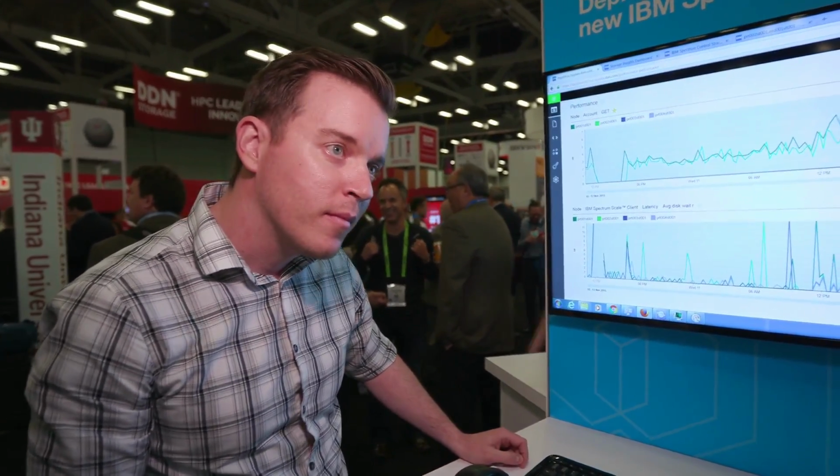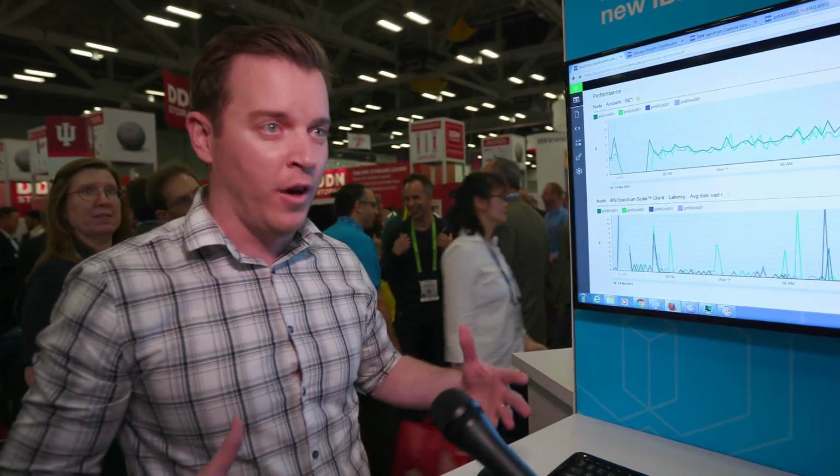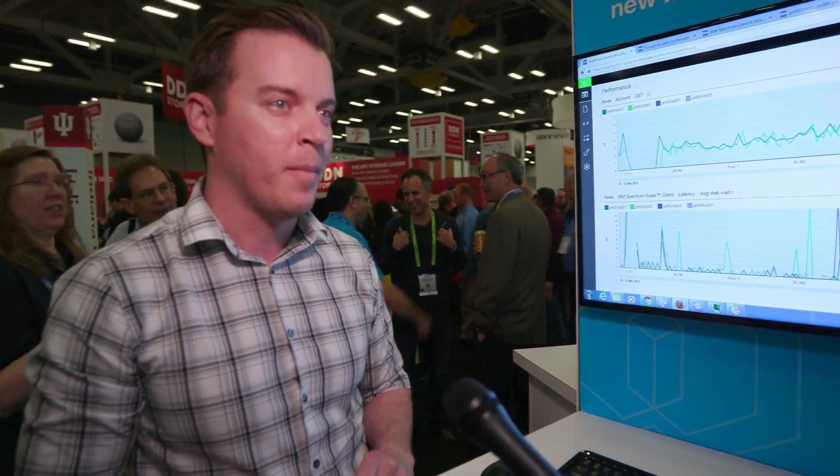So this is a little departure from the old days of GPFS with this GUI. This looks pretty powerful. Yeah, it's definitely powerful. Able to monitor very large clusters very dynamically.